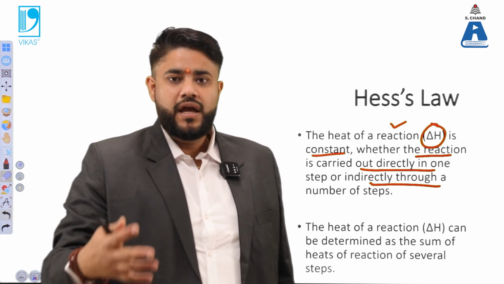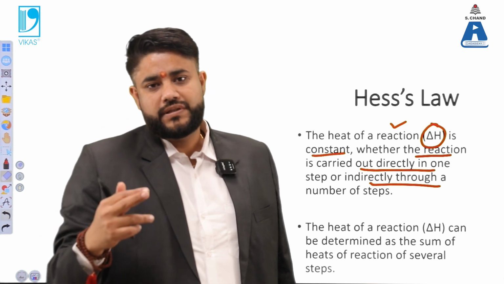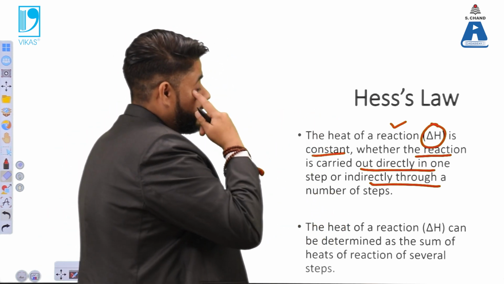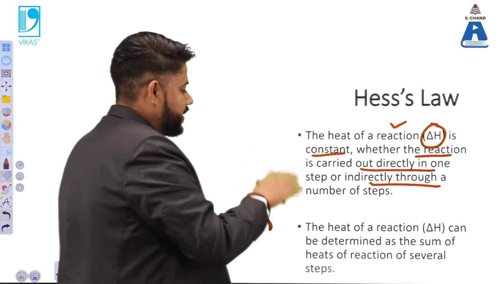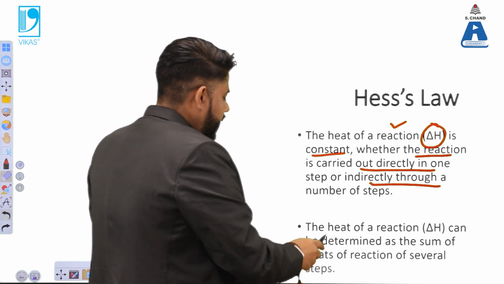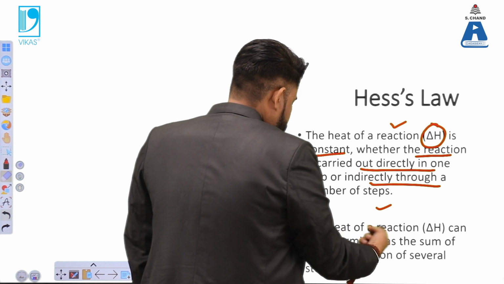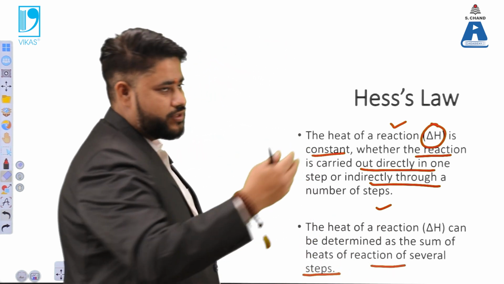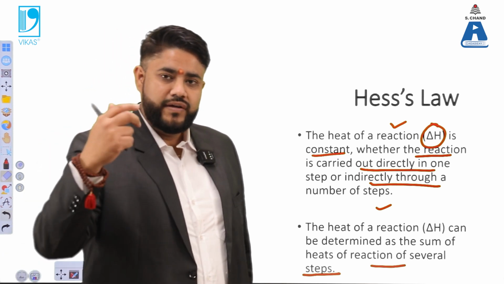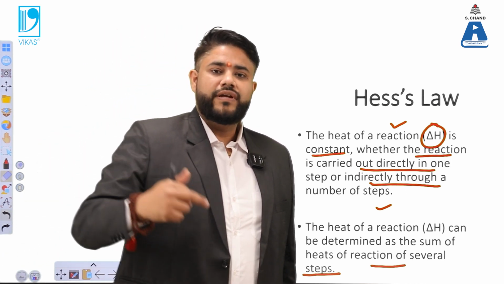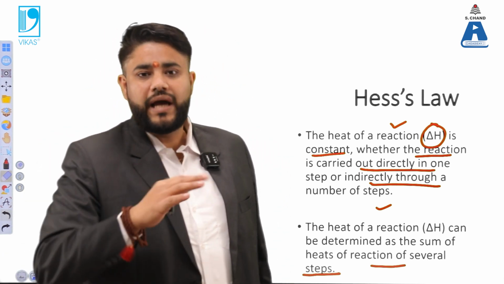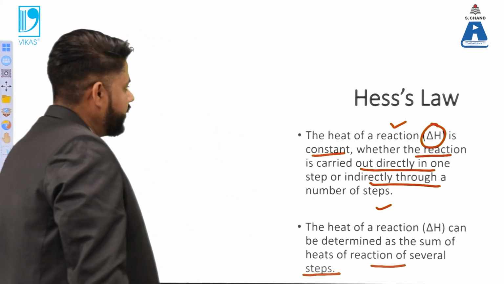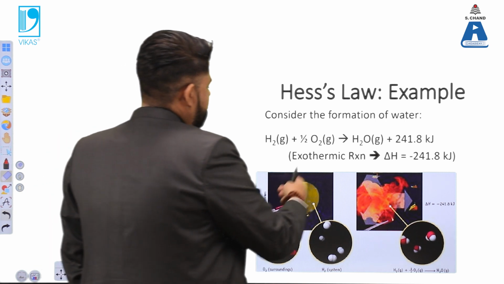Let's say the reaction was formed in 2 steps. Then also the total value of this heat of reaction, which is delta H, remains the same. And heat of reaction can be determined by summing up all the heats of reaction of the several steps. So if you have 2 steps, then you can have an individual heat of reaction in each step, and then you can add them up so that the total value of heat of reaction can be calculated. This is particularly for an example.